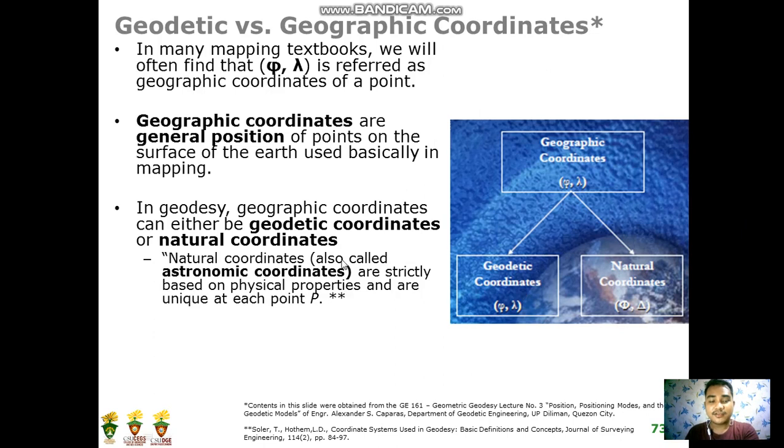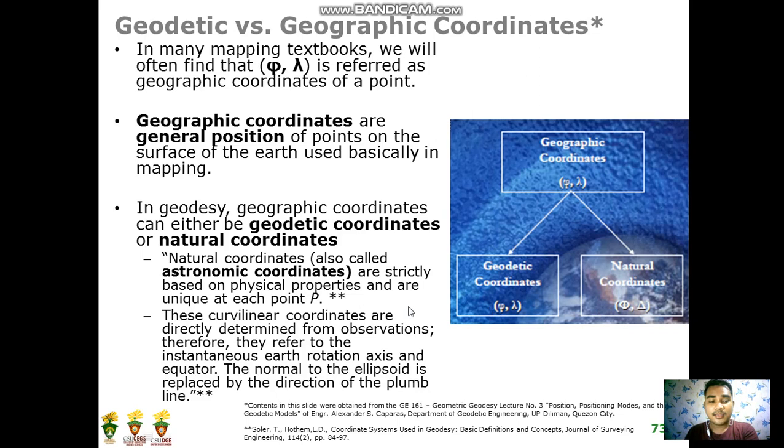Natural coordinates, also called astronomic coordinates, are strictly based on physical properties and are unique at each point P. These are astronomic coordinates, from the astronomy aspect. These curvilinear coordinates are directly determined from observations of stars and quasars. Therefore, they refer to the instantaneous Earth's rotation axis and equator. The normal to the ellipsoid is replaced by the direction of the plumb line.